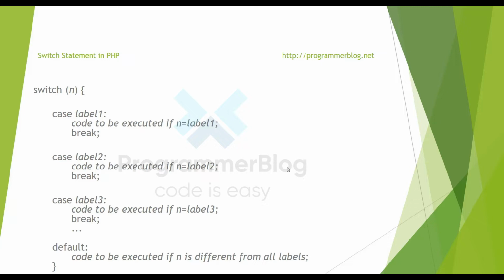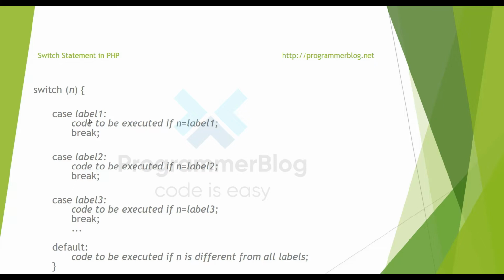In a switch statement, we have a switch keyword. Within this parenthesis, we provide a variable or an expression whose values need to be evaluated. Next, we have these curly brackets, and inside the curly brackets, there are cases. There is case label 1, case label 2, case label 3.